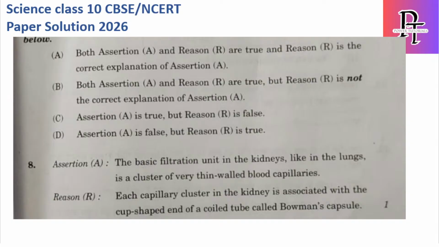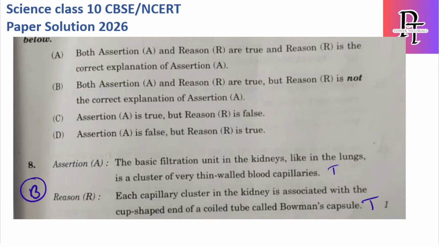The 8th one: the basic filtration unit in kidneys, like in lungs, is a cluster of very thin-walled blood capillaries. Yes, this is true. What about R? Each capillary cluster in kidneys is associated with the cup-shaped end of a coiled tube called Bowman's capsule. Yes, this is also true. Is there any relation between these two? Yes, there is a relation but not the exact reason. So the answer is B, where both A and R are true but R is not the correct explanation of A.